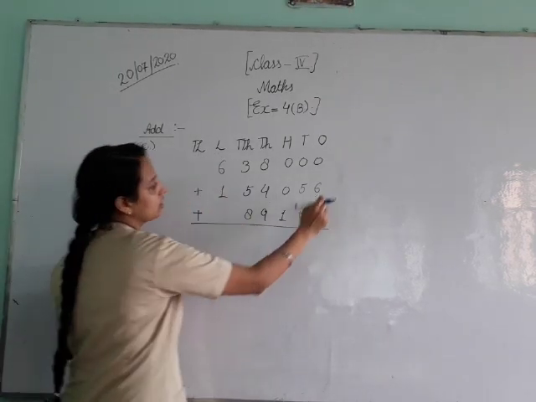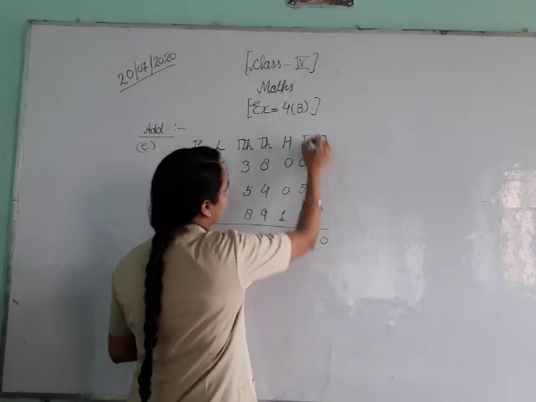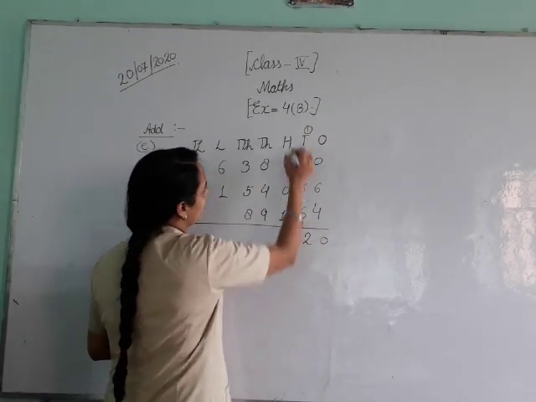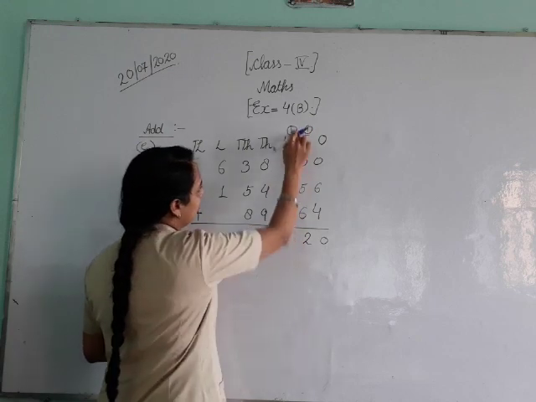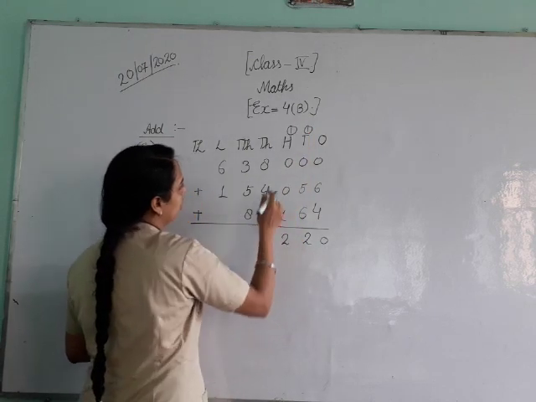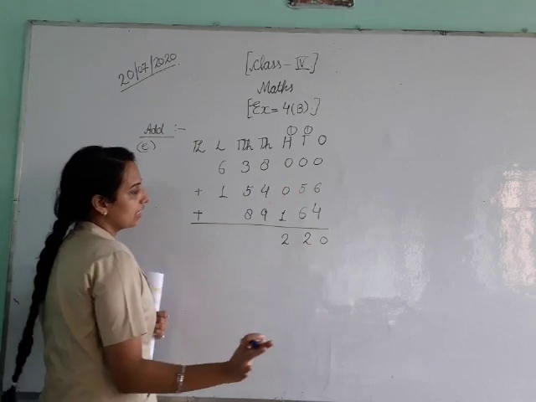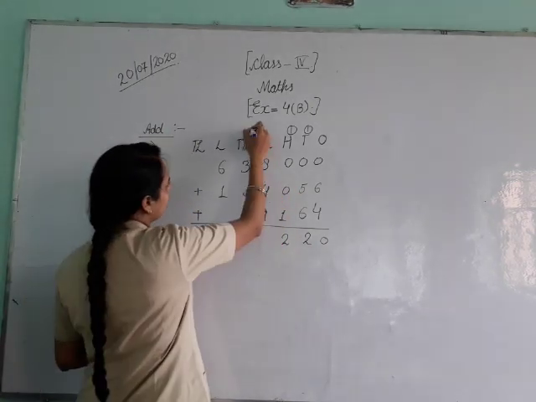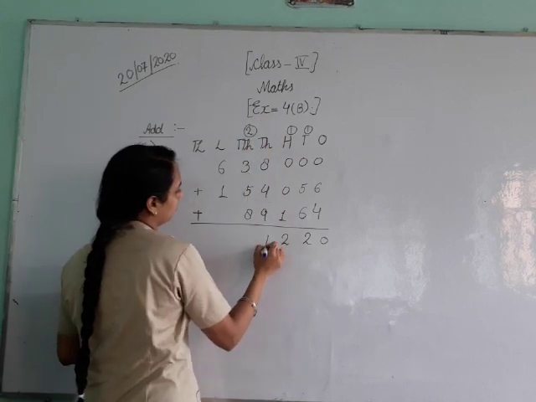Start doing. 6 plus 4, 10, 1 carry. 6 and 6 are 12, 1 carry. 1 and 1 is 2. Then 8, no carry is there this time. Then 9 and 8 are 17. 17 and 4 are 21.